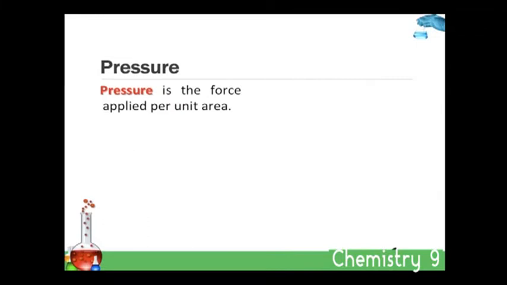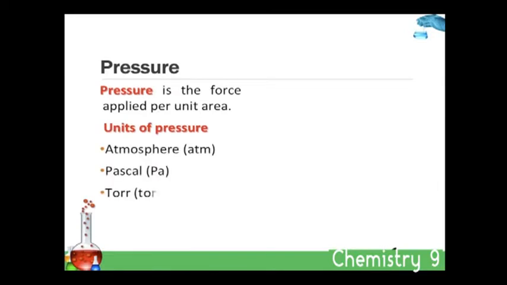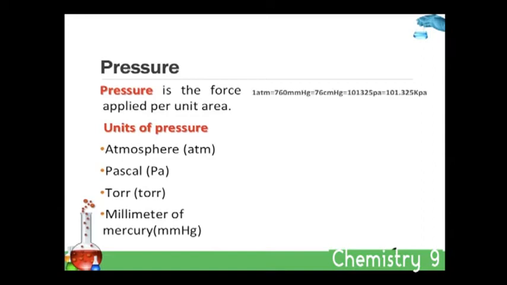Pressure is the force applied per unit area. The units of pressure are atmospheres, pascals, torrs, and millimeter of mercury. This is often used in medical equipment. 1 atmosphere equals 760 millimeters of mercury, 76 centimeters of mercury, 101,325 pascals, or 101.325 kilopascal.